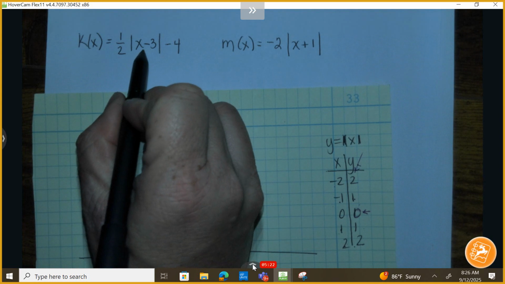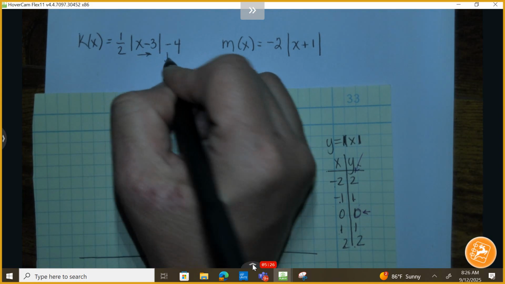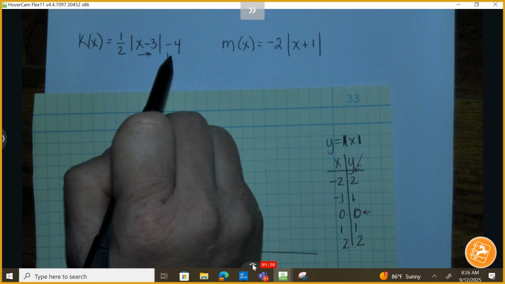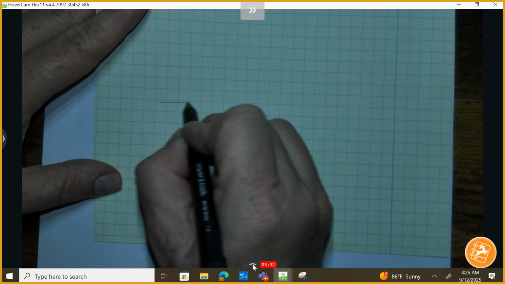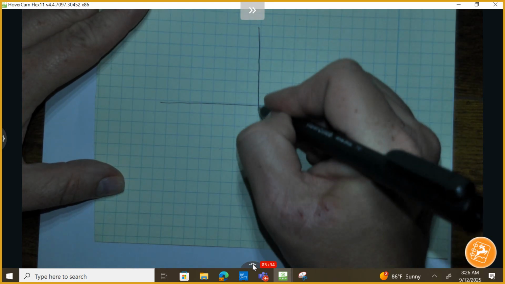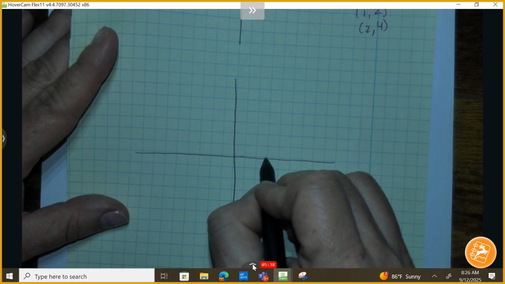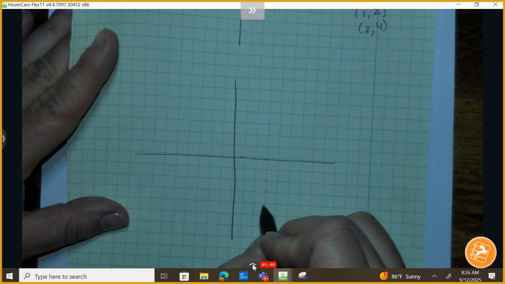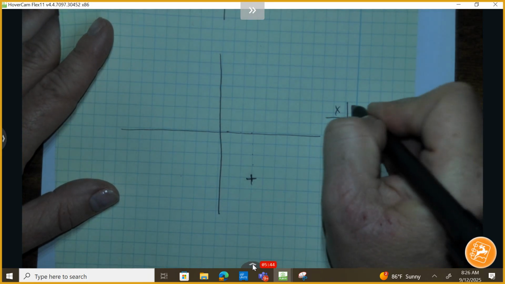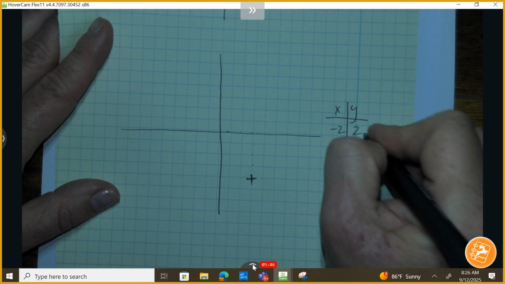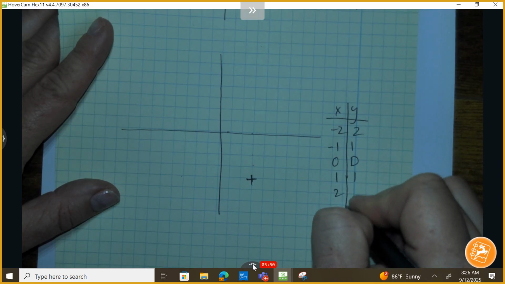On here, I'm going to shift not to the left, but it lies to me, to the right 3 and down 4. I'm going to start by doing that. This is getting a little complicated, so let me make a new graph so it looks a little better. Once again, right 3, down 4: 1, 2, 3, and down 1, 2, 3, 4. This is going to be my starting place. I'm going to come off to the side here so that we can see this, and I'm just going to write down the ordered pairs of the parent function once again.